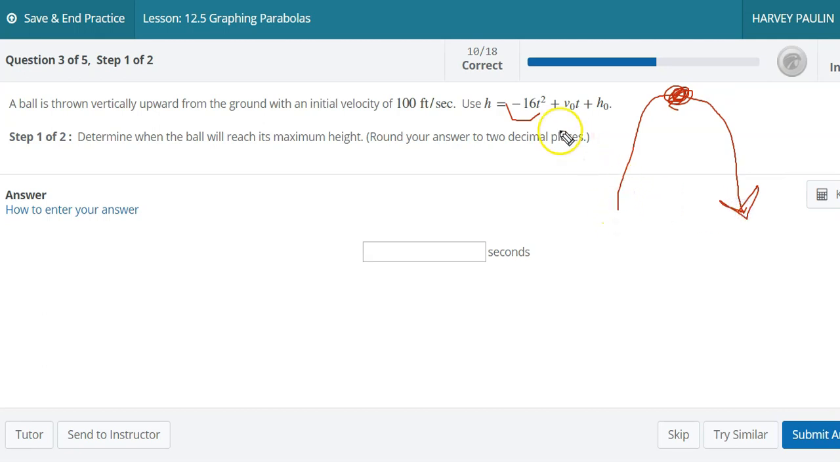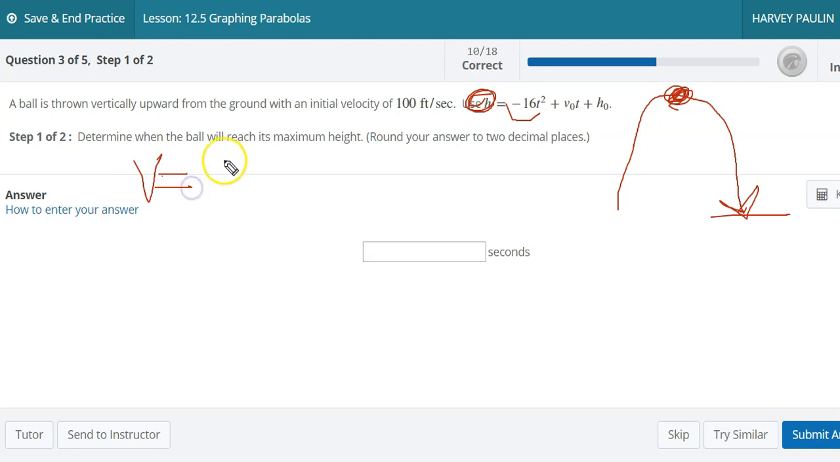Now, if we solve this equation with h being 0, that will be the total time it will take for it to be shot and then reach the ground. But that's not what they're asking here. They're asking, how high will this go up? So what we need to do is find the maximum of this. Since A is negative, our vertex is the maximum. So let's, again, find the vertex.